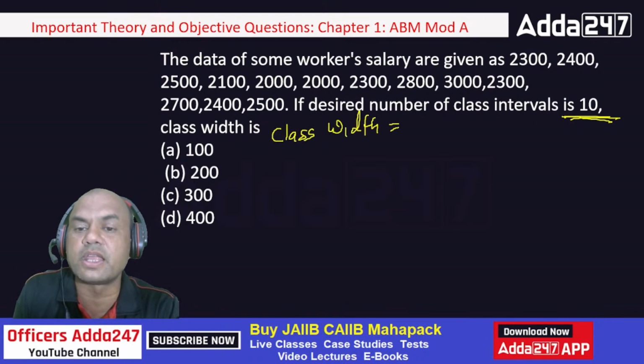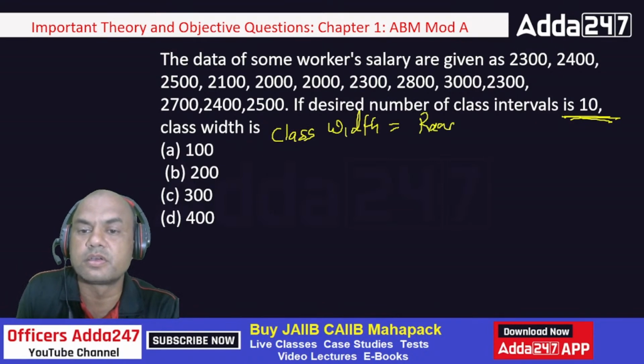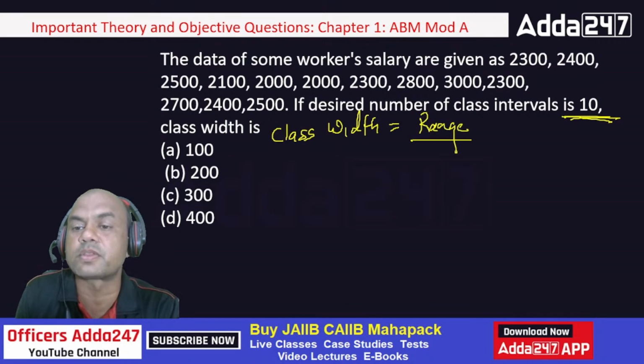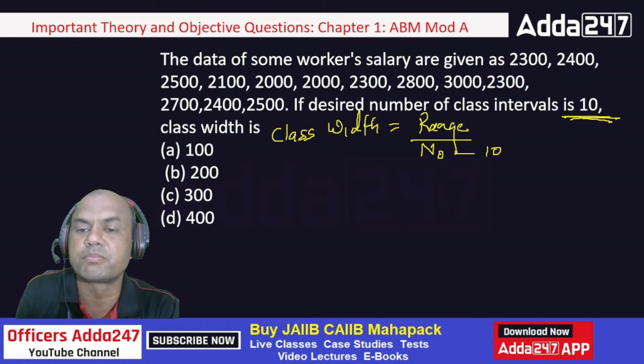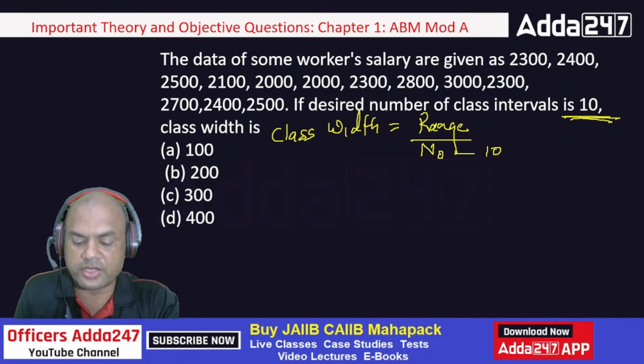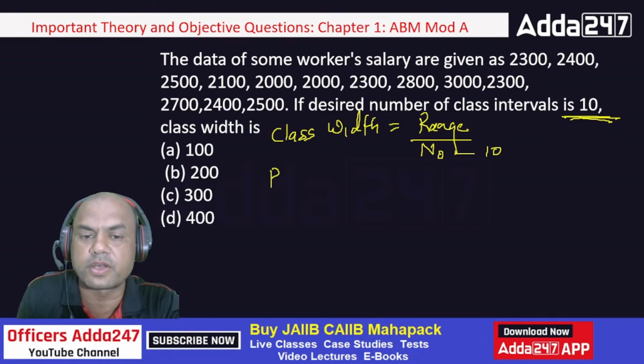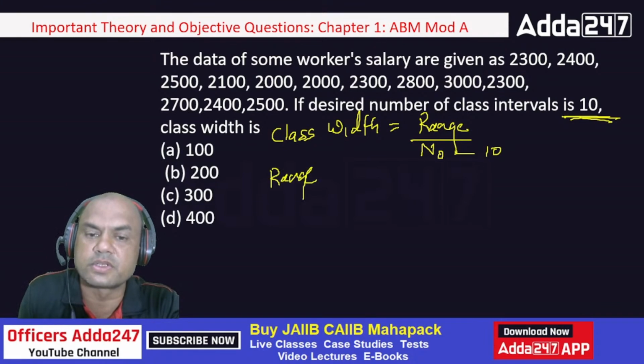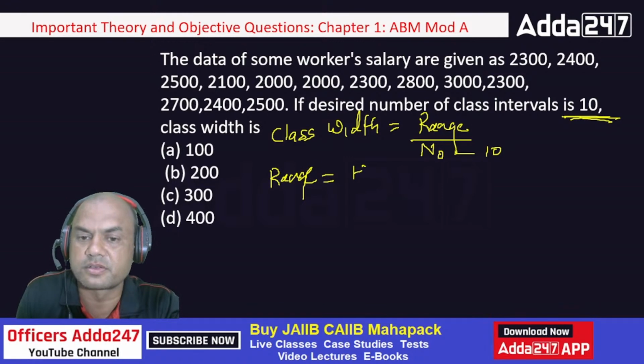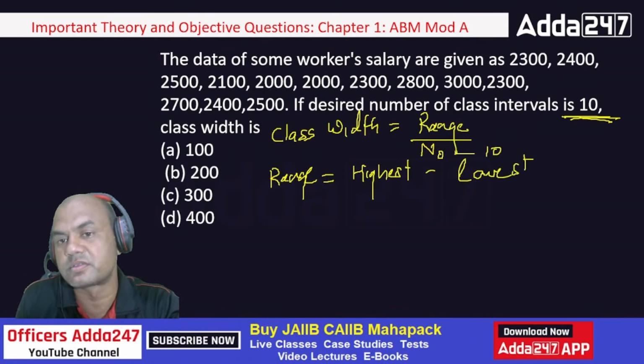That is equal to range divided by the number of class intervals required. So the number here equals 10. But what is the range? Always remember, the formula for range is range equals highest minus lowest. Okay.